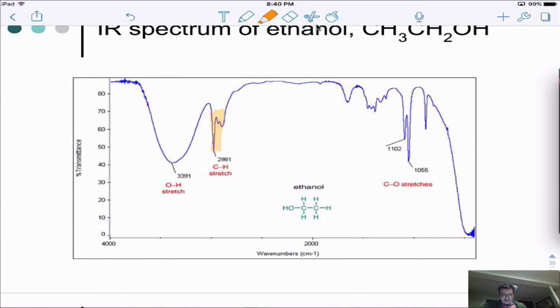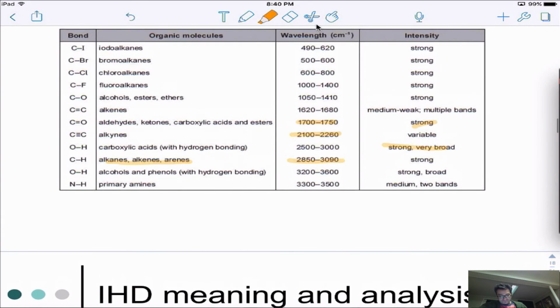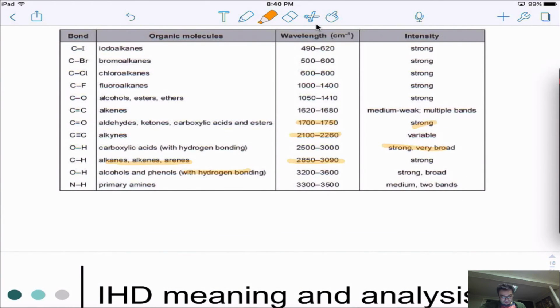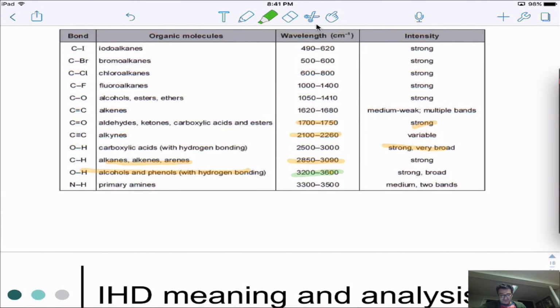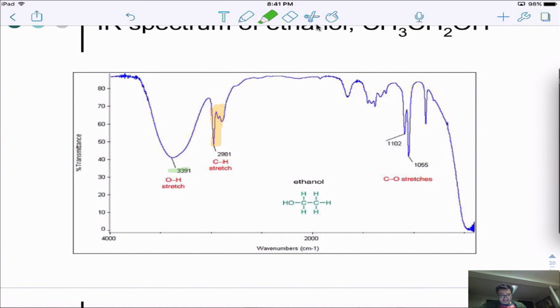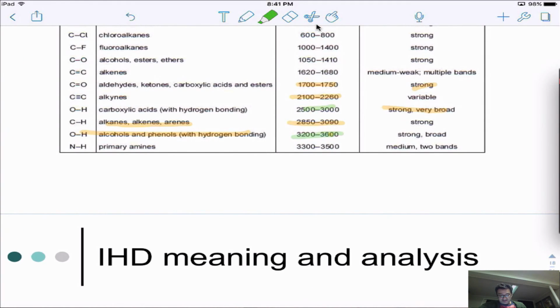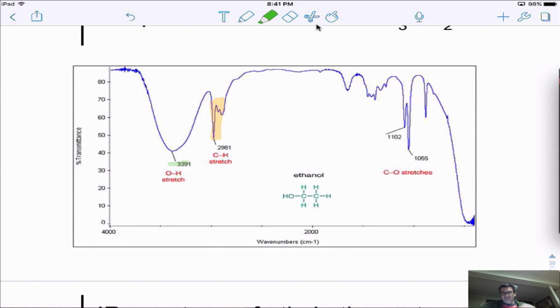Here's our CH stretch. Then we have our OH stretch, and we're looking for the OH for alcohols. Notice the OH for alcohols here is about 3200. If it was a carboxylic acid, that OH would be around the 2500 area, but it's not. And so there it is, right at 3391. If we go back again, we're right there between 3200 and 3600. And so this gives us a known.